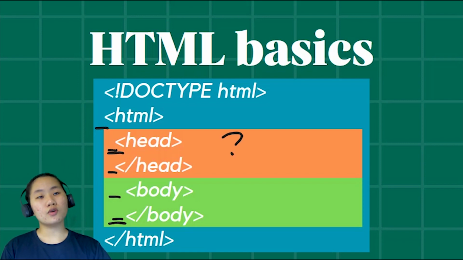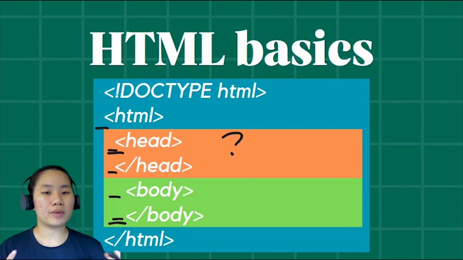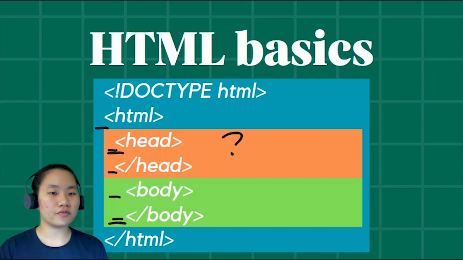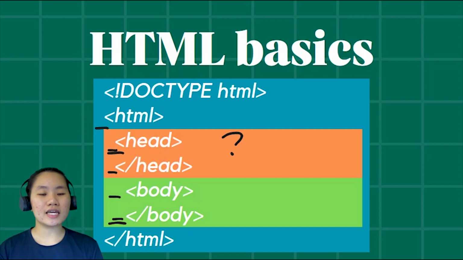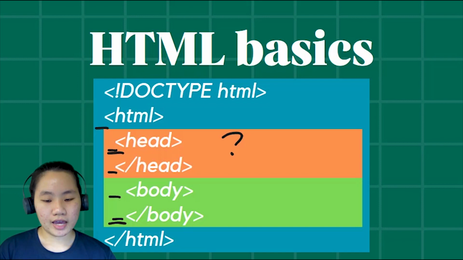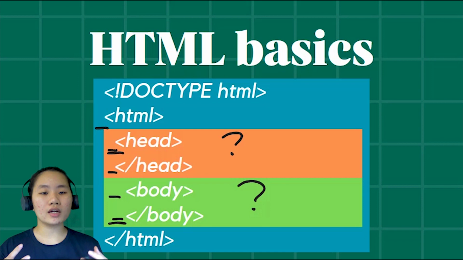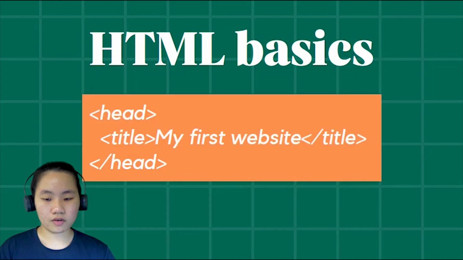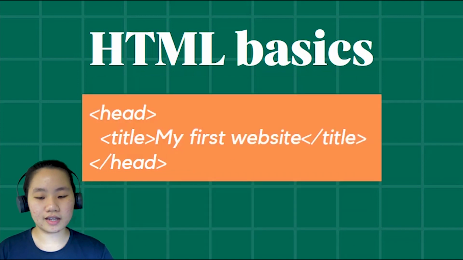And if you're wondering, what do you put inside of the head? The head stores the website's information, also where you link this HTML file with other files. So basically, it's like everything in the back that the users don't see. And for the body part, what is in the body part? The body tag is where you want to put things that you want the users to see.